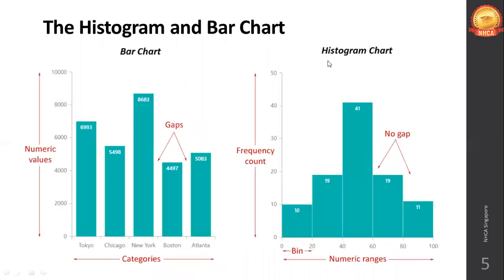Next you have the histogram and bar chart. You can just look at these two images and identify what is different. Continuous data can be displayed on a histogram. There is no space between the bars in a histogram. In a bar graph, each bar is a separate category. Like this, the first bar is the category for Tokyo, second for Chicago, New York, Boston, Atlanta. Each bar is of a different category.